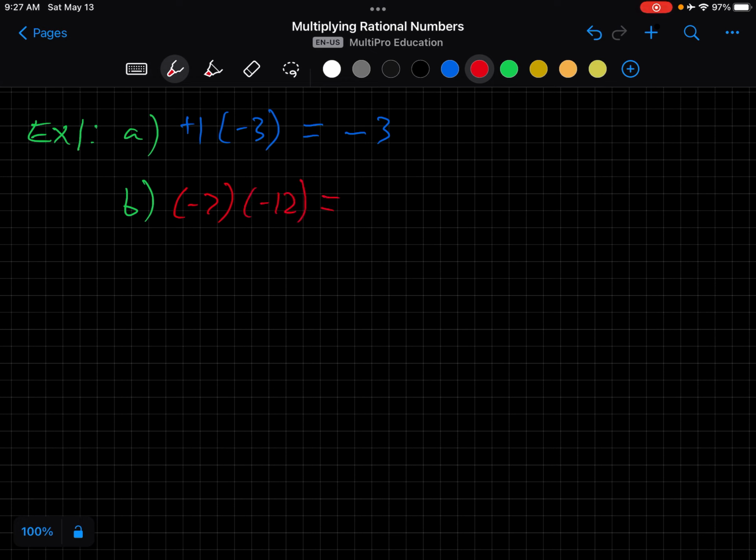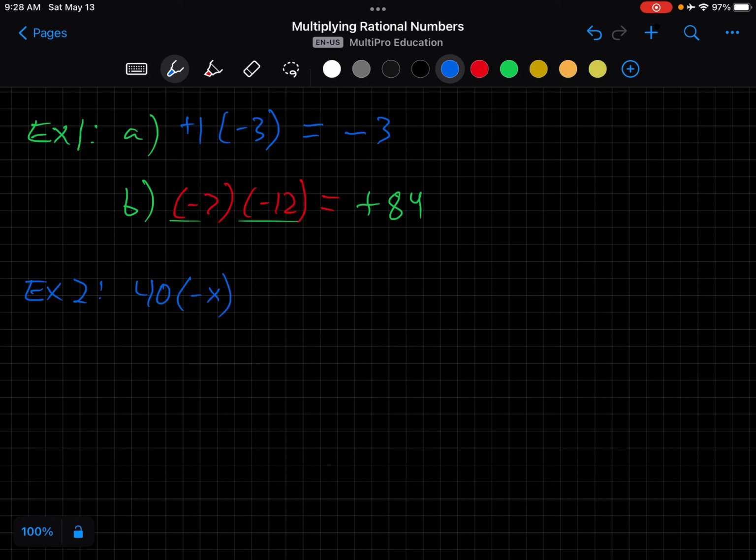Let's say we have minus 7 times minus 12. Alright, so if we look at our rules, this is minus and this is minus. These are both negative, so they are the same sign. So that means we are going to have a positive answer. And 7 times 12 is 84. All right, great job. Let's look at another example here.